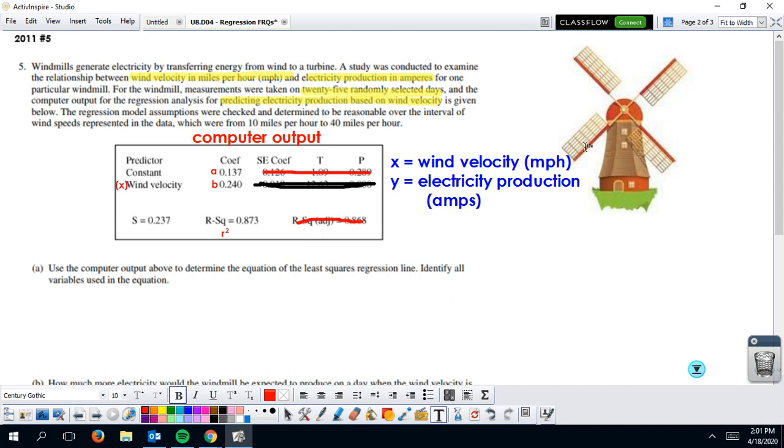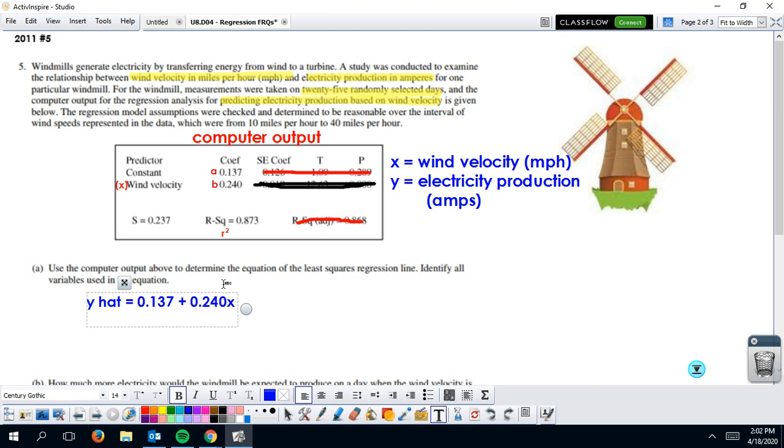Okay, so A, use the computer output above to determine the equation of the least squares regression line. Identify all the variables used in the equation. I'm typing, so I'm just going to identify the variables. I'll write y hat equals, make it blue. I don't want to put the hat, but you would draw the hat. Okay, y hat equals A, which I identified as 0.137, plus B, which I identified as 0.240 x.